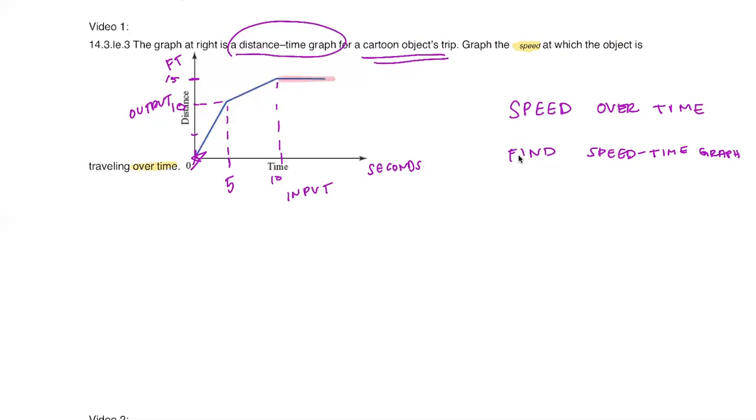And in this last spot here, where I just had it in that salmon pink color, my distance remains the same as time progresses. So I got to the point and stopped.